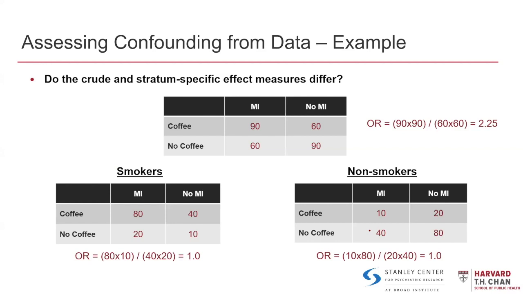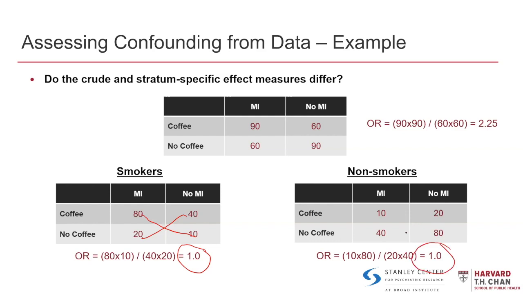So the next step is to look at the stratum-specific odds ratios. Those are nothing but what we have seen earlier, the same stratum-specific cells. In the stratum-specific cells, we can take the cross products and calculate the odds ratio. Among smokers, the relationship between coffee and MI is 1.0. Among non-smokers, the relationship between coffee and MI is 1.0.